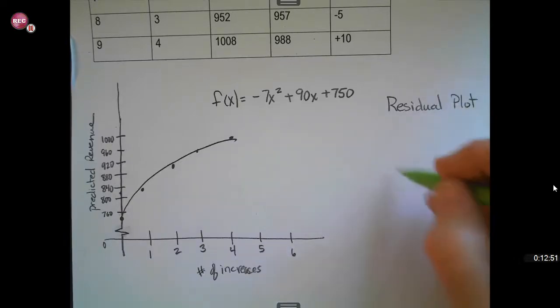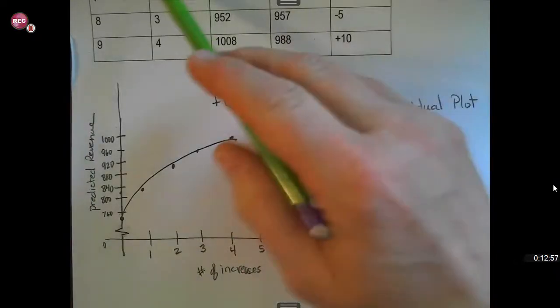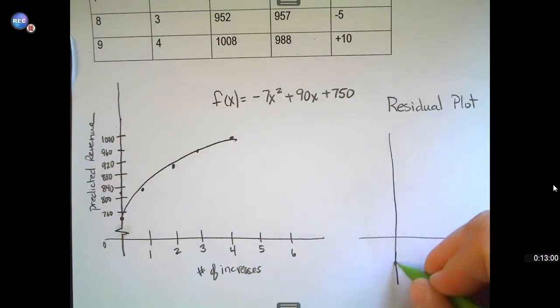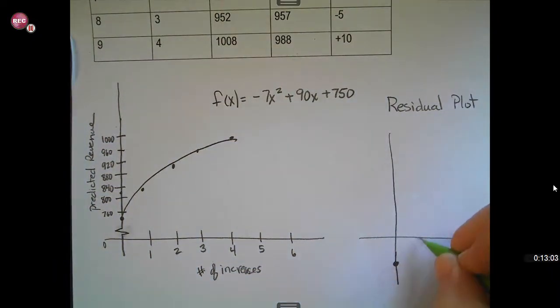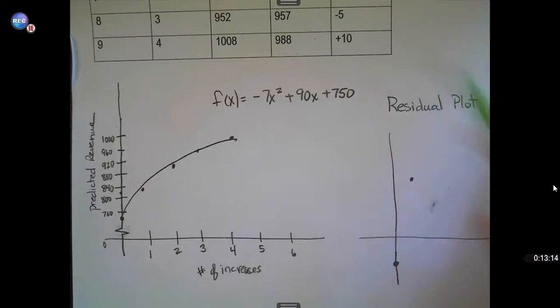The residual plot is this, okay? At 0, I'm at -5. And I'm not even going to put a scale here. At 1, I'm at 13. At 2, I'm at 8. At 3, I'm at -5 again. And then at 4, I'm at 10. Okay, so my residual plot might look something like this.